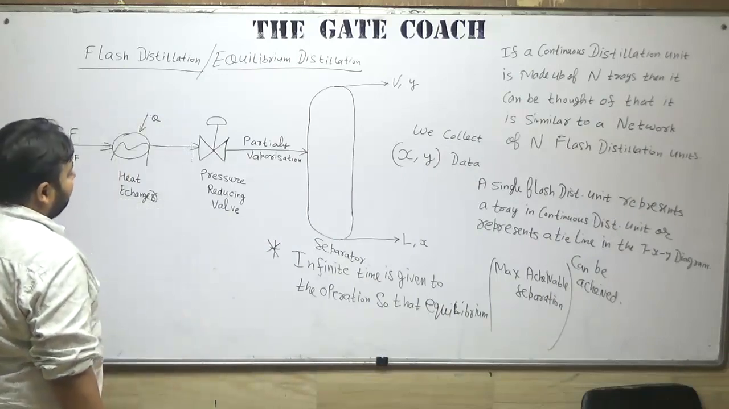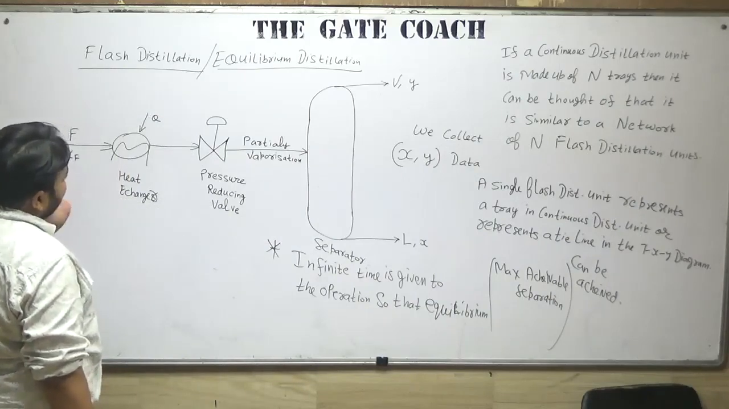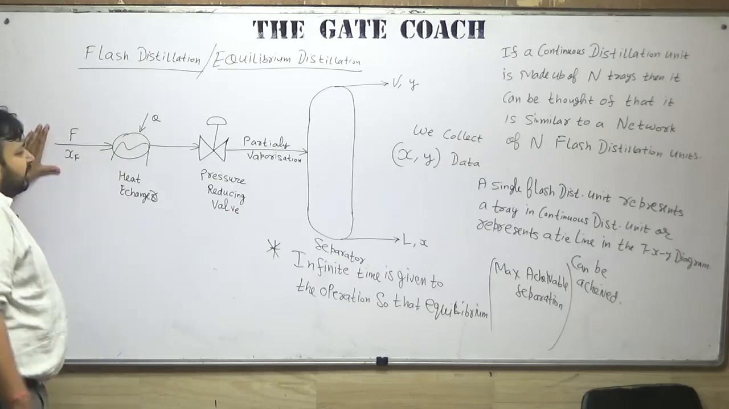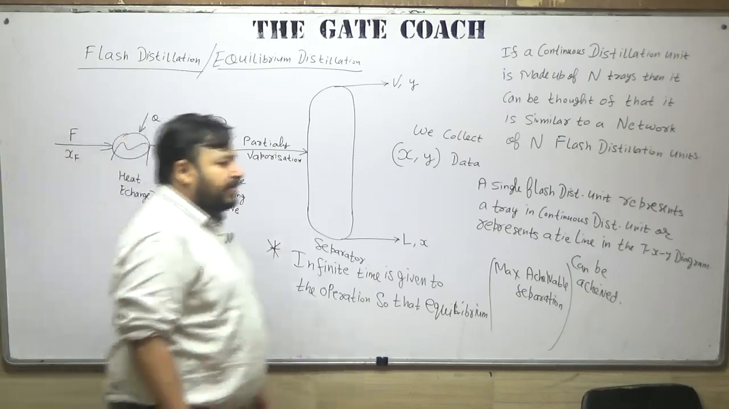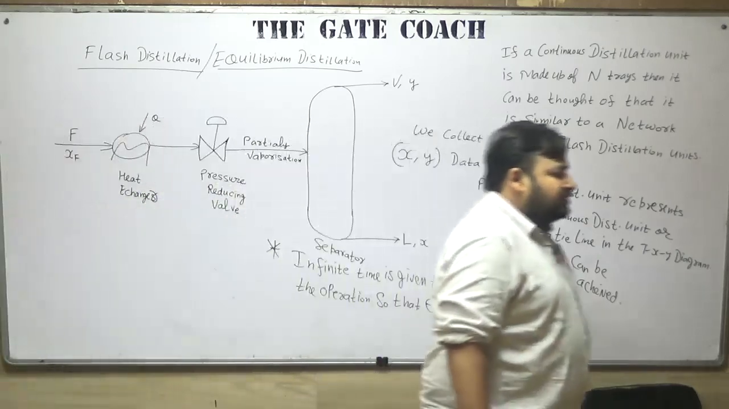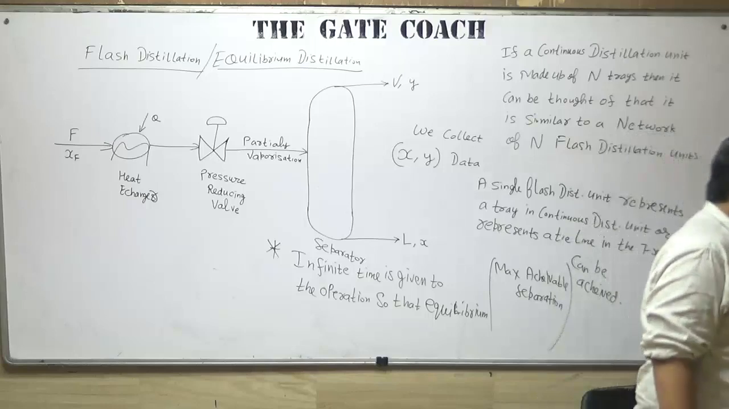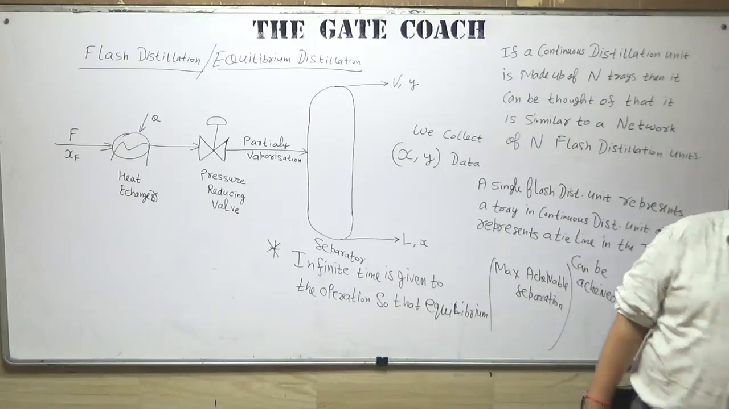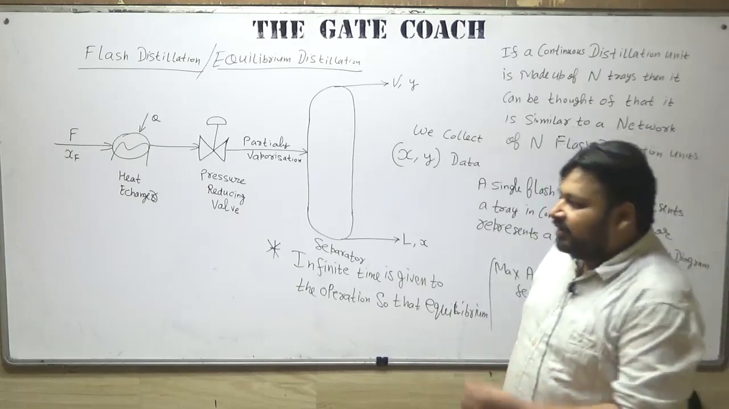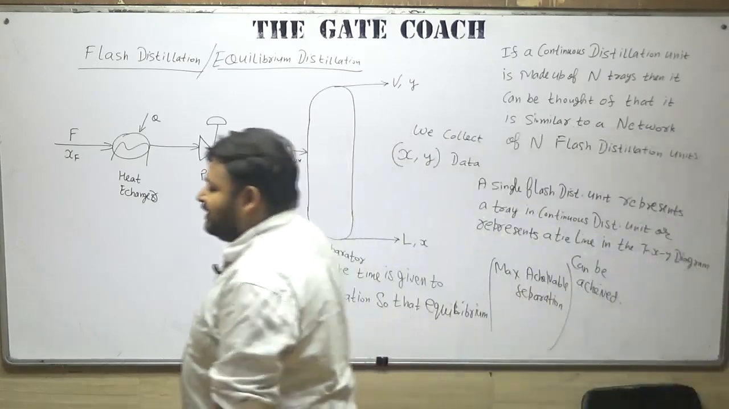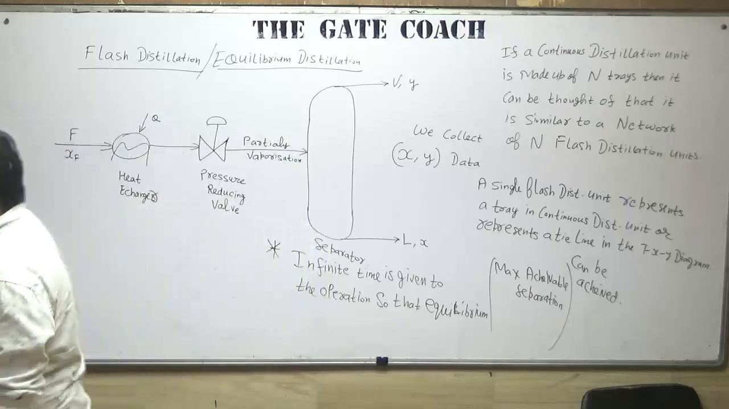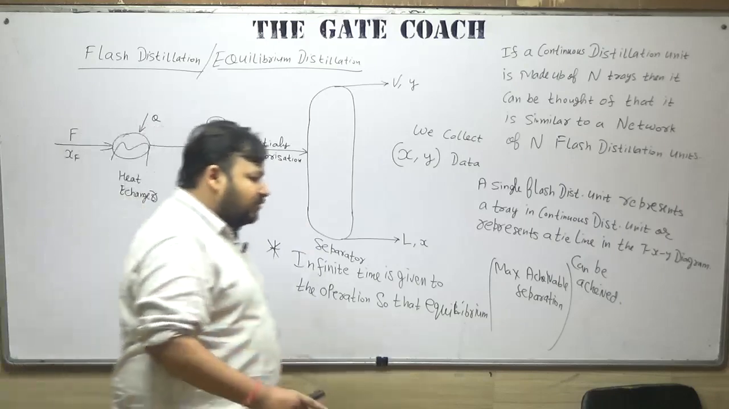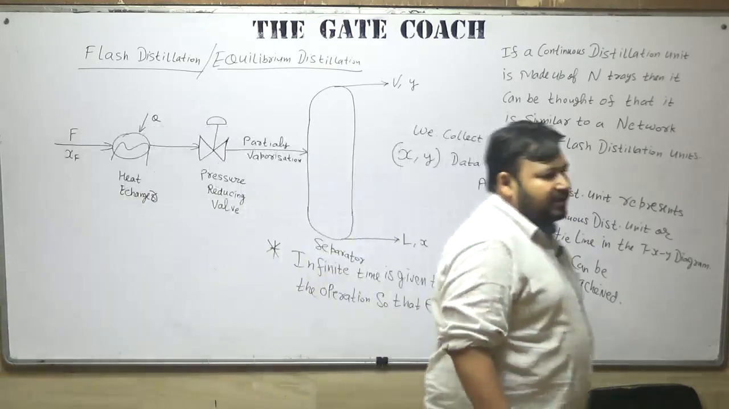Now, for flash distillation there are two very, very important points. Write them out, mark them with a star. Note down the first point: change in quantity changes the quantity. That is the first point.